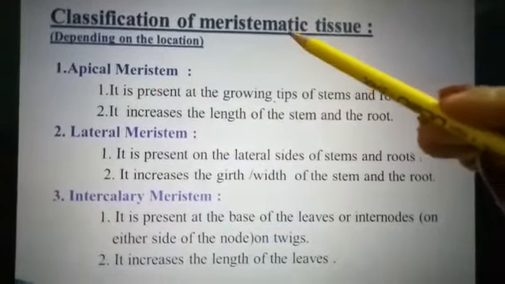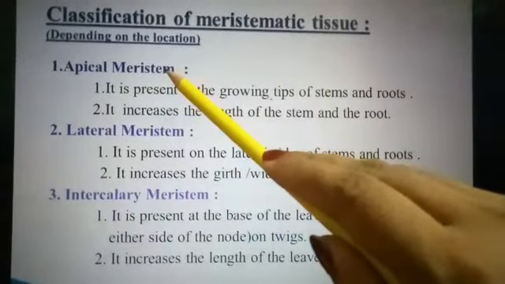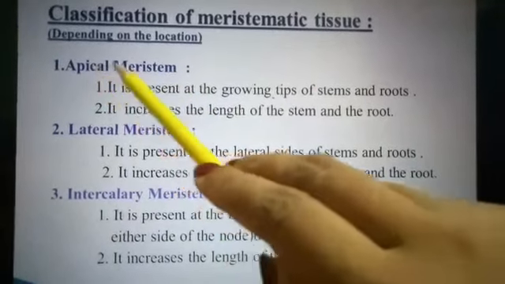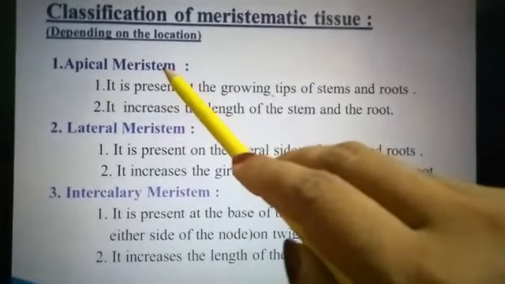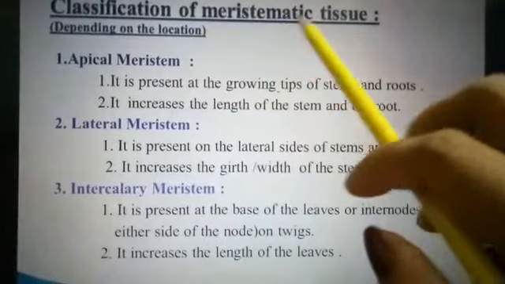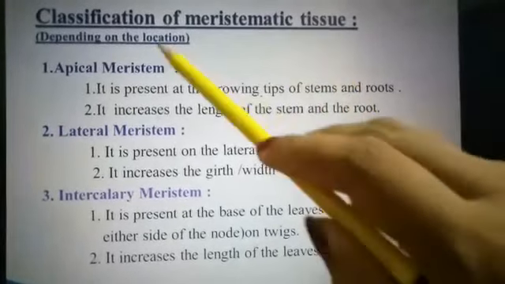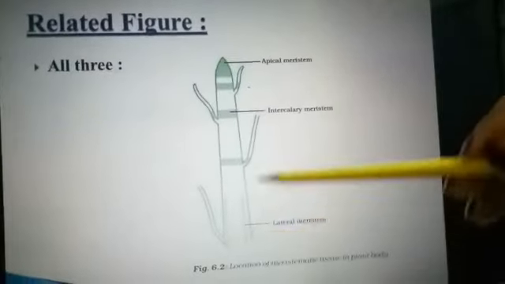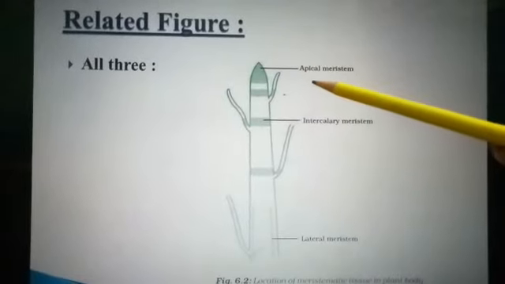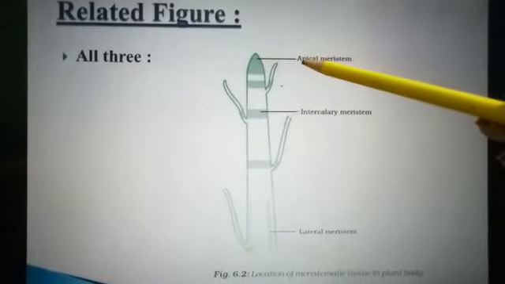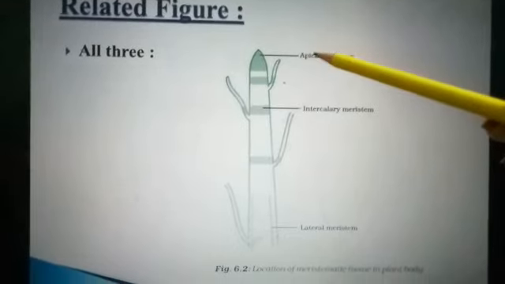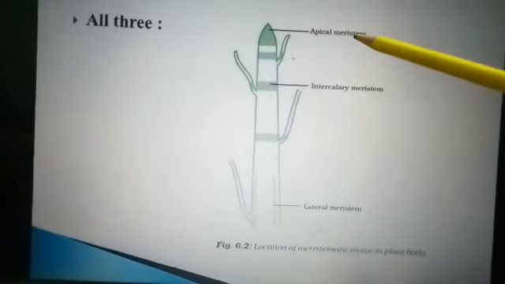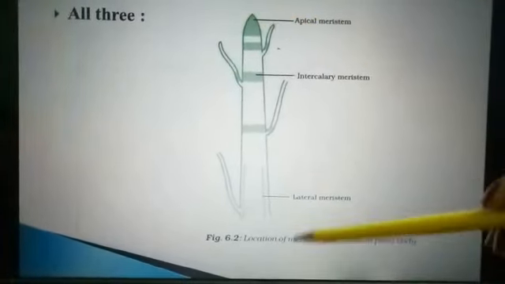Now look here, this one is meristematic tissue and this one is meristem, right? Meristematic tissue you can also write as meristem. You can write apical meristematic tissue and apical meristem, both are the same, meaning meristem is equal to meristematic tissue. Now apical, lateral, intercalary, we are comparing these with this diagram. Apical means apex, means tip. They are present at the tip of the shoot system and also at the tip of the root system. So apical meristem location is the tip of shoot and tip of root, right?